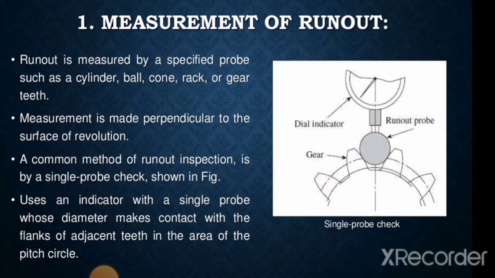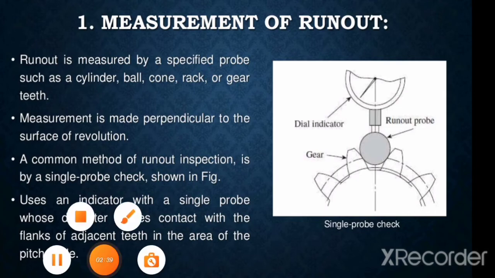A common method of runout inspection is the single probe check. It uses an indicator with a single probe whose diameter makes contact with the flanks of adjacent teeth in the area of the pitch circle.